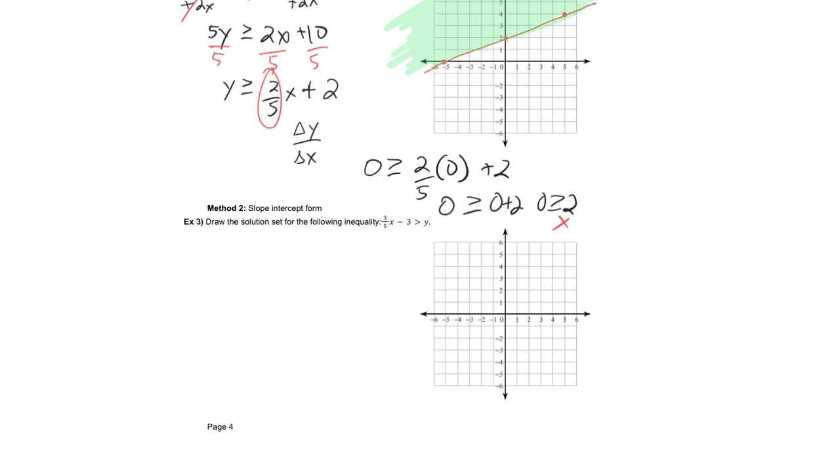So just try this out. Try method 2, method 3 examples out. See if you can get the correct graph drawn and the correct solution shaded. And then that'll be it for this lesson, and you should move on to the assignment, which the sub will tell you what to do.